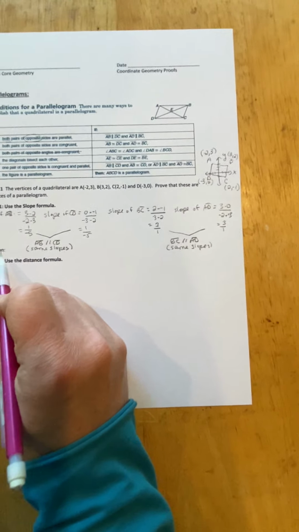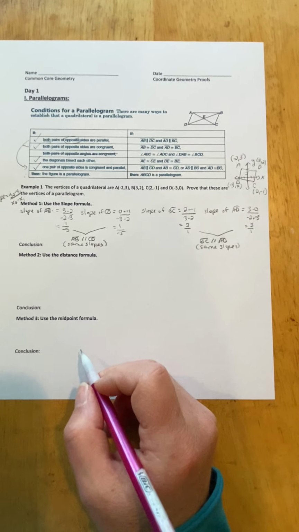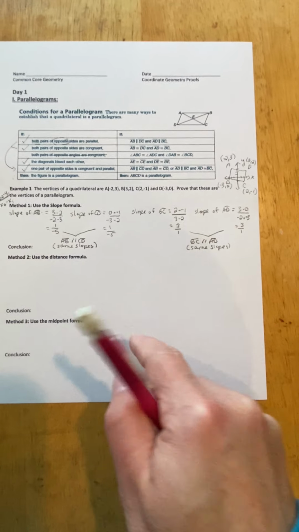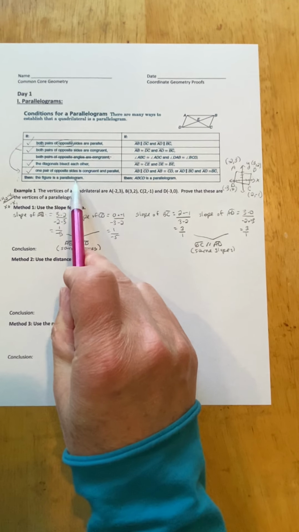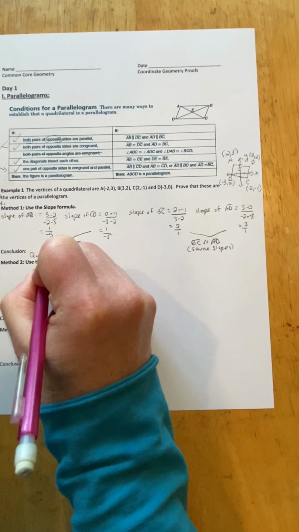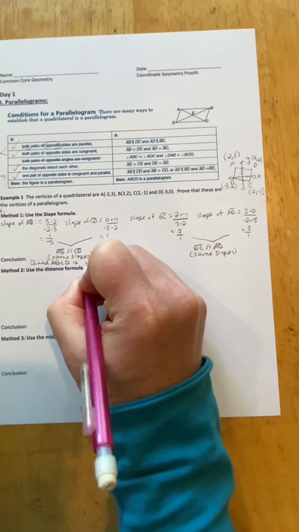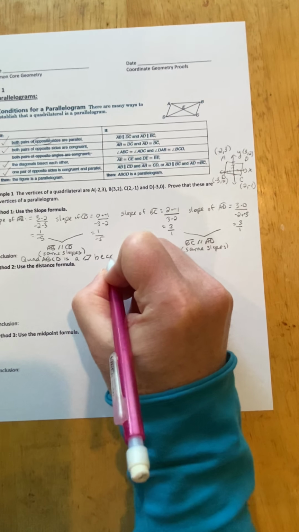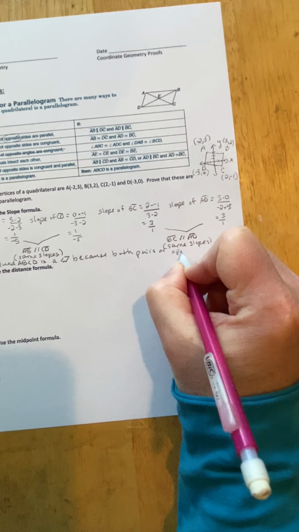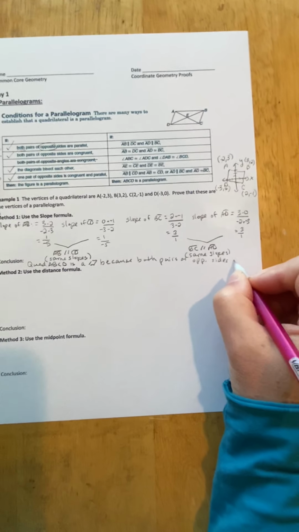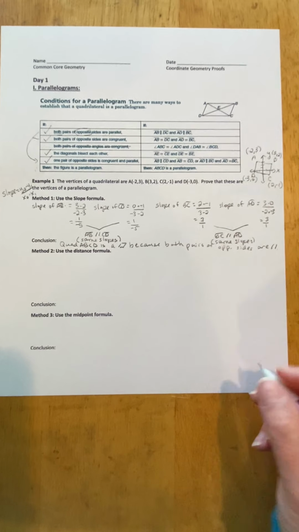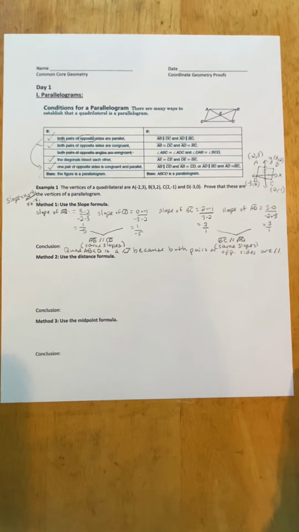And then I need a conclusion statement, okay? I need an overall conclusion statement. So what does it mean about this quadrilateral if I have both pairs of opposite sides parallel? Well, what I now know then is the figure is a parallelogram because both pairs of opposite sides are parallel. So I write that down. I'd write down quad ABCD is a parallelogram because both pairs of opposite sides are parallel. Okay, so that is one particular way of doing this coordinate geometry proof.